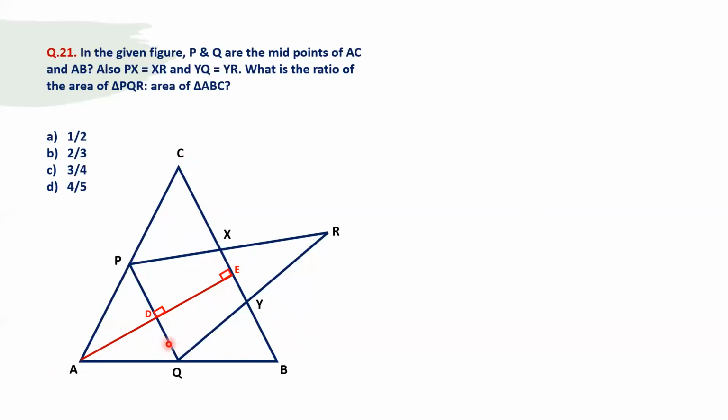Now since PQ and this BC are parallel. Why are these parallel? Because PQ is joining the midpoints of these two sides. This P is the midpoint of AC and Q is the midpoint of AB. So as per the midpoint theorem, PQ would be parallel to BC, right? And PQ will also be half of BC as per the midpoint theorem. So when this is parallel to this, the perpendicular line on BC will also be perpendicular to PQ, because these are two parallel lines. So perpendicular on one line will be perpendicular on the other parallel line also. So angle D and angle E both are 90 degrees.